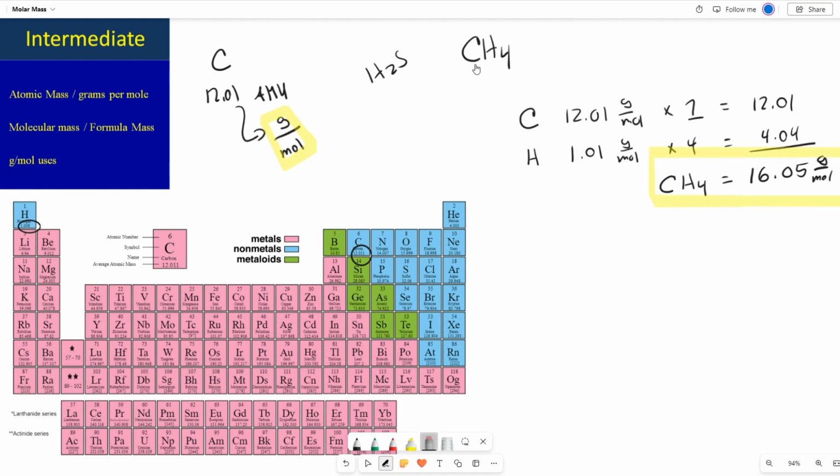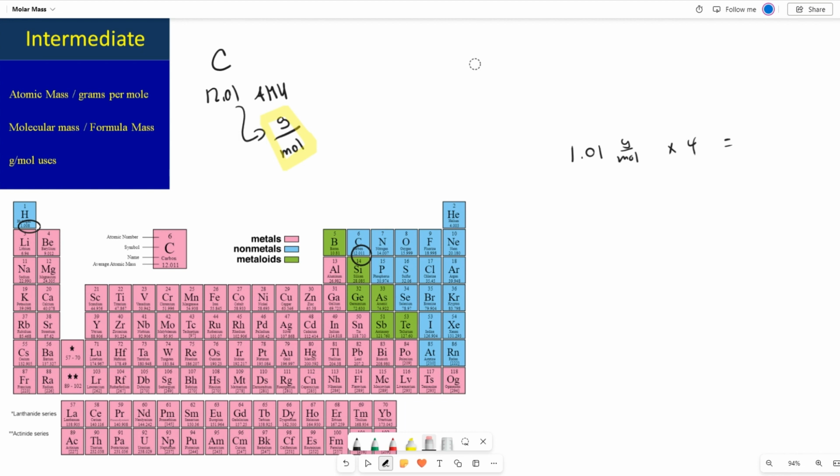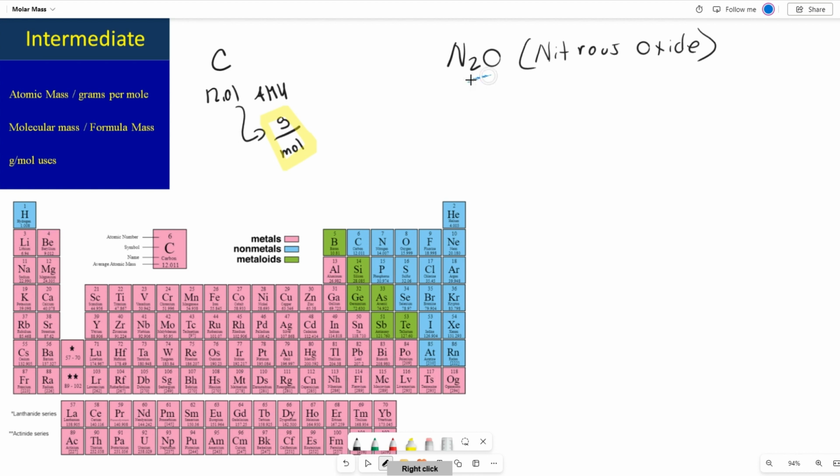If we take a look at one last example, we'll take a look at laughing gas. So let's say you need to go to the dentist and you're very nervous, like my wife is, and you want to actually get some medication before you go under the knife for getting maybe a root canal or something. That is nitrous oxide, and that is N2O. That's also known as laughing gas. Well, if we were asked to find, what is the formula mass or molecular mass of nitrous oxide?